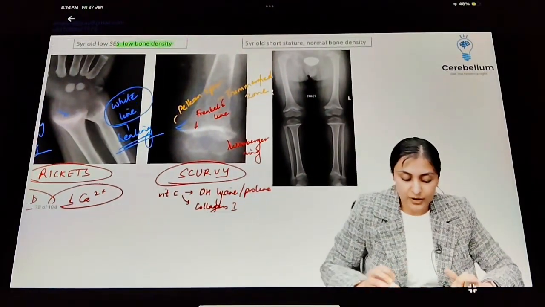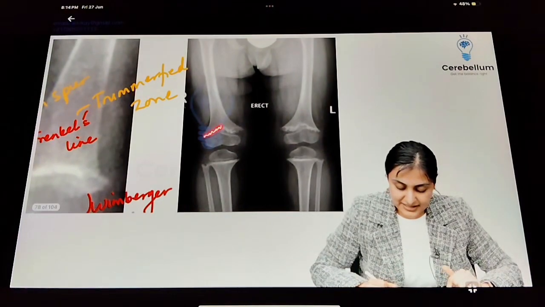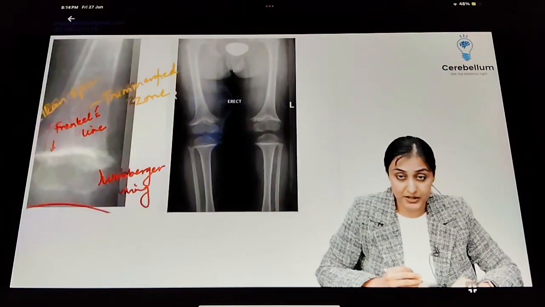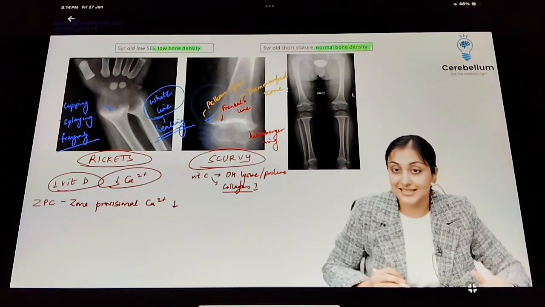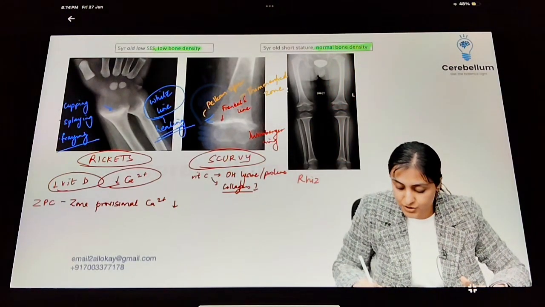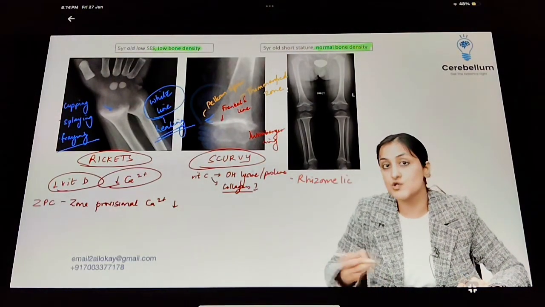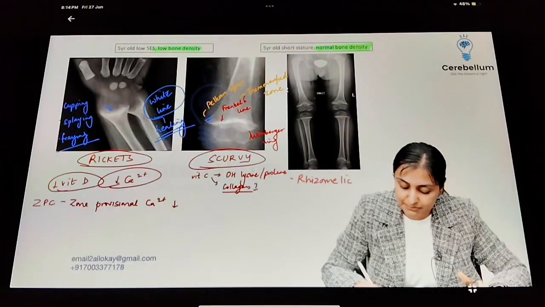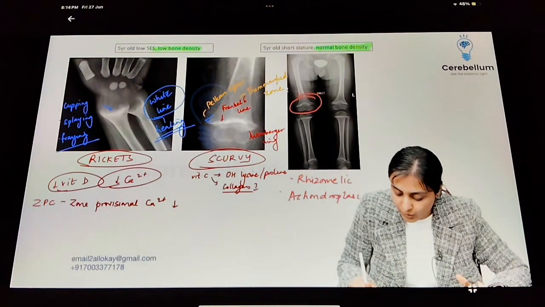Now, if I tell you another boy with short stature, but now the bone density is normal, what you see is that the metaphyses are again irregular and have this V-shape. Another finding you can see is that the femur is almost as long as the tibia, meaning the femur is shorter than it should be. This is what we call rhizomelic shortening, where you have proximal shortening. This metaphyseal irregularity is the characteristic feature of achondroplasia.